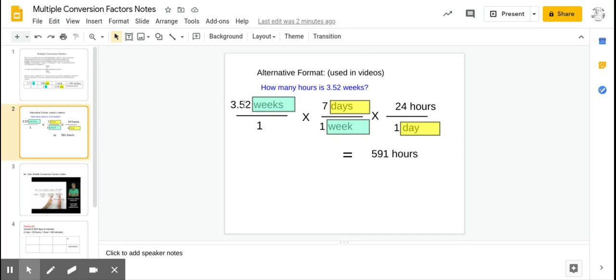Here they start with 3.52 weeks. Here they use two conversion factors. Weeks cancels, top and bottom. Days cancels, top and bottom. Top times, down divide, and we get that number here.